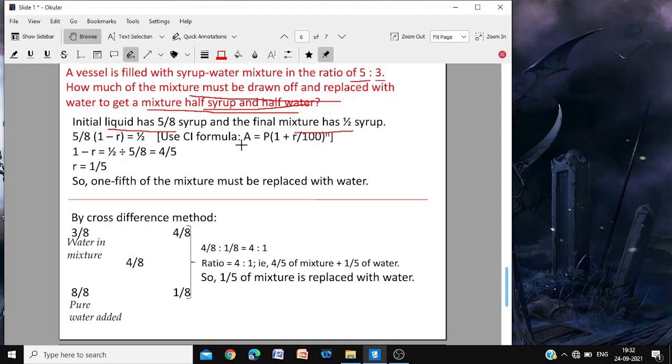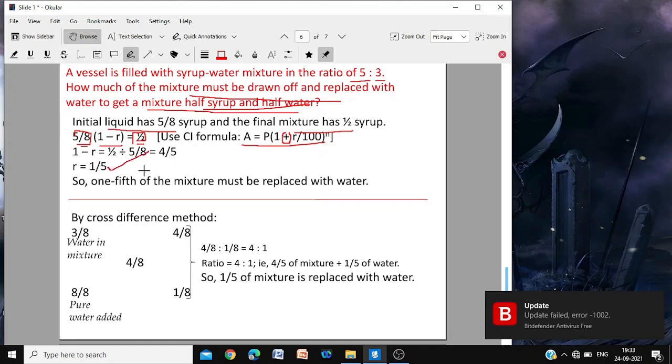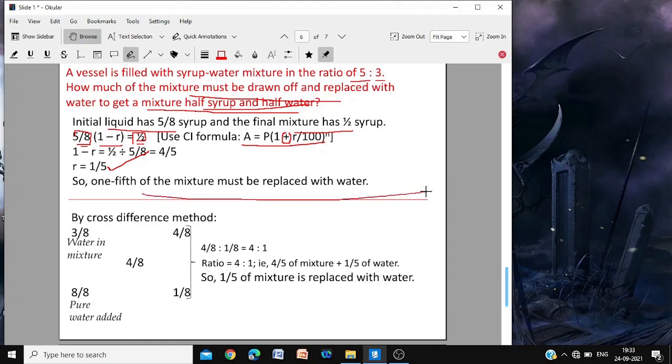So we apply the compound interest formula, only replacing the plus with minus. So we say 5/8, which is the principal, into 1 minus r, is equal to half. This is the initial principal, and this is the amount, the final. And minus because the quantity of syrup is decreasing. And we get r equal to 1/5. So 1/5 of the mixture must be replaced with water.